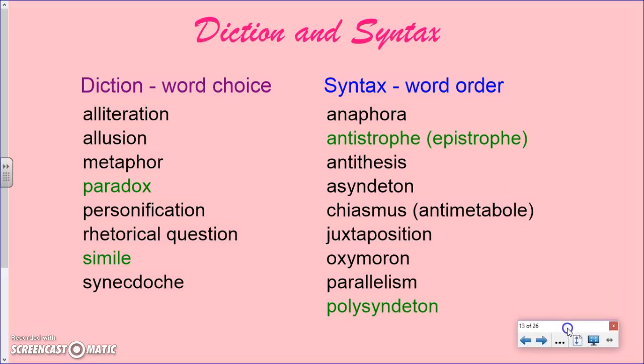Okay, class, this is the second video on diction and syntax. Yesterday we covered the idea of word choice and how the words are structured for the author to give the meaning of the sentence. Now we're going to cover the idea of syntax and word order and how that affects the meaning.